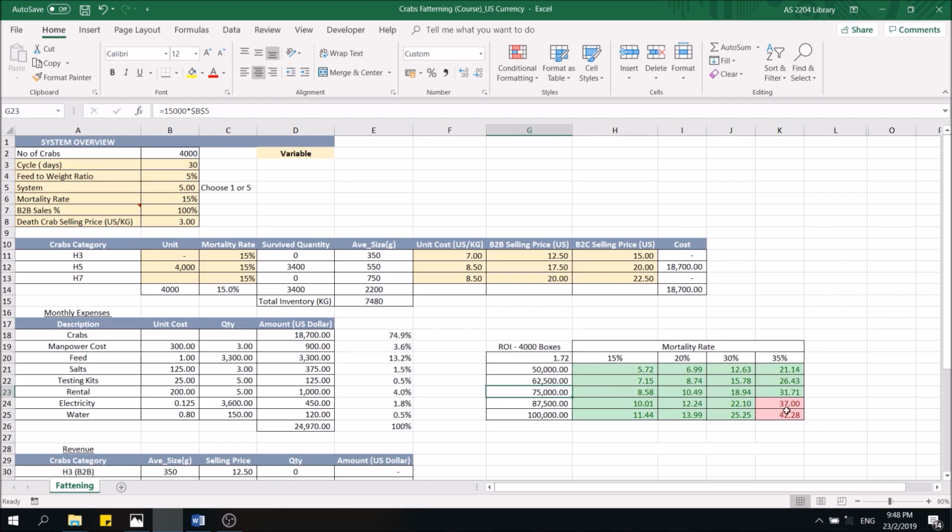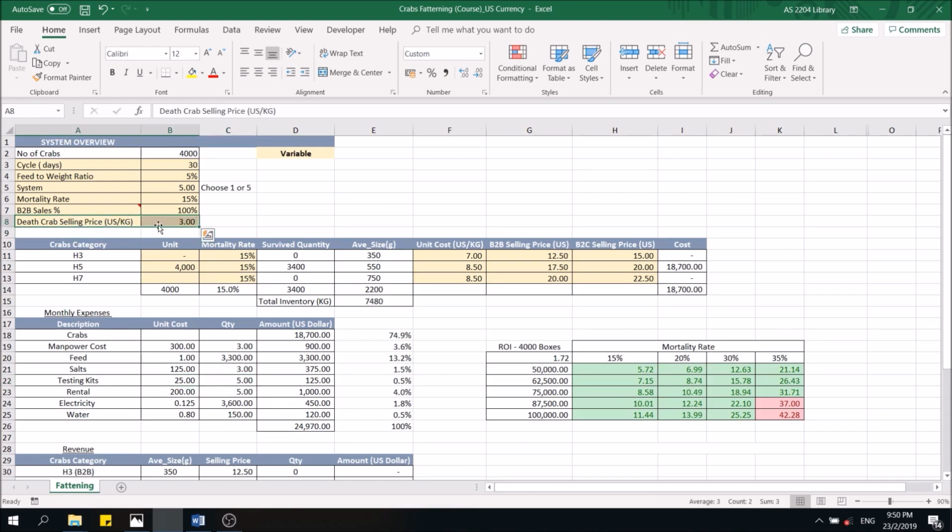and because there's a fixed cost of manpower, there's a fixed cost of rental, and there's a fixed cost for testing kits. The last parameter I'm going to show. So basically, selling that crab is a way to recover your losses.